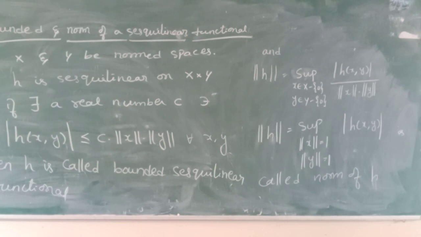Easy theorem, important theorem. Here the given conditions are H1, H2 are Hilbert spaces and small h is a bounded sesquilinear form. Using these two, we have to show that h of x comma y is equal to the inner product of Sx comma y, and S is a bounded linear operator. Second, to show that S is unique. Third, norm S is equal to norm h. Okay, I will explain this theorem in the next class.